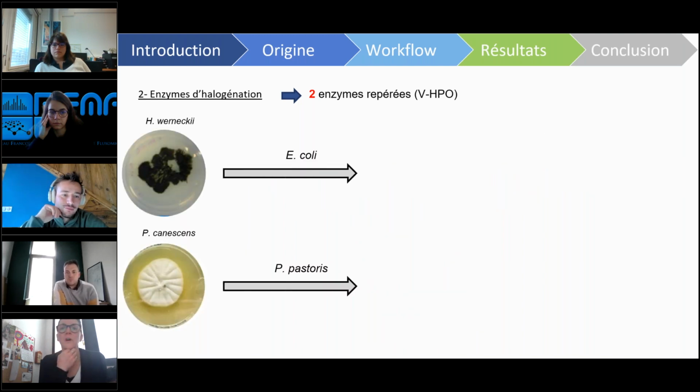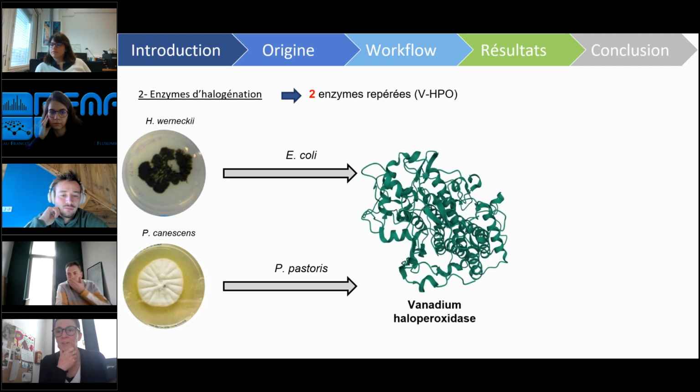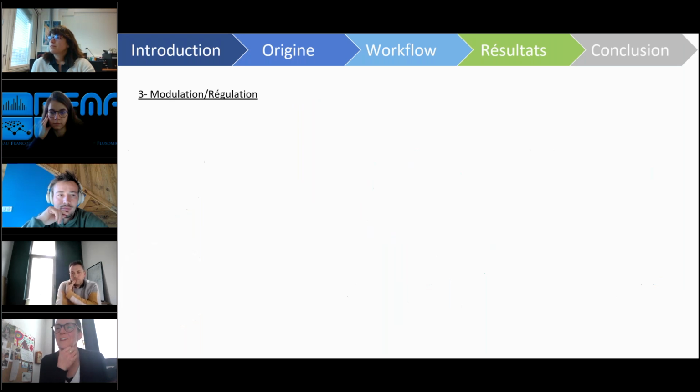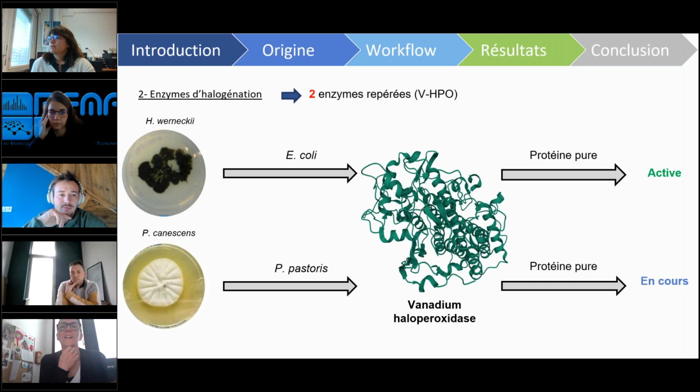And we managed to produce them in a host, either Escherichia coli or Pichia pastoris. To obtain those enzymes, the first one was purified and was active, and the second one was purified but still not active because of folding issues. And this is all I can say about that for the moment.